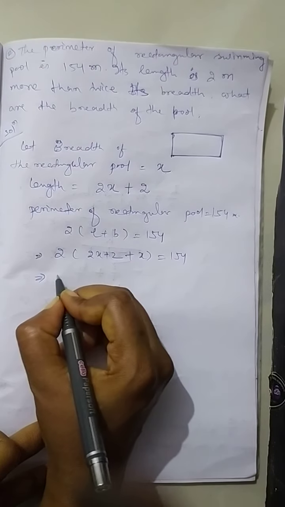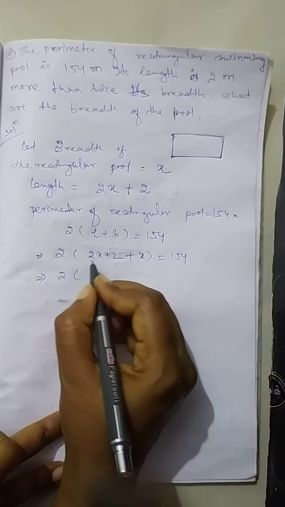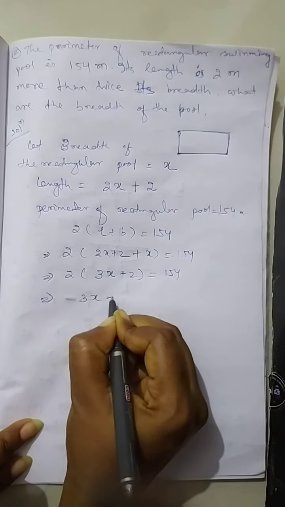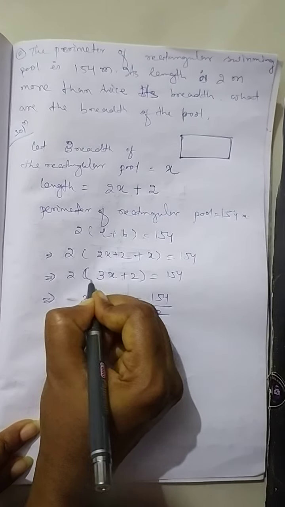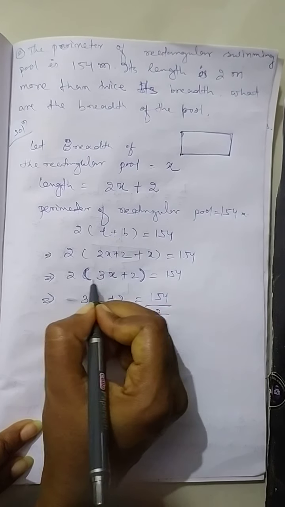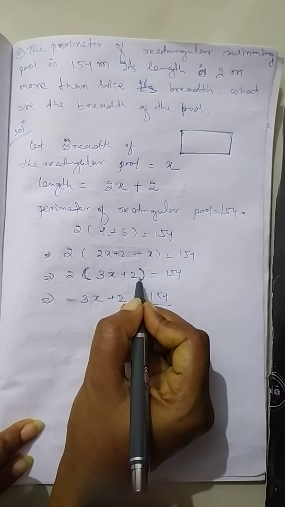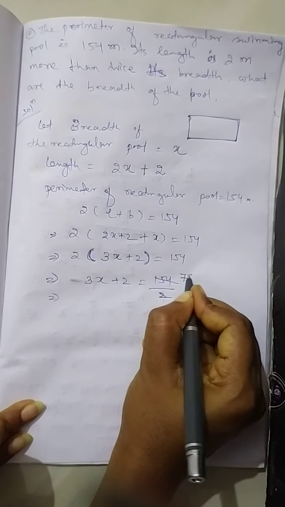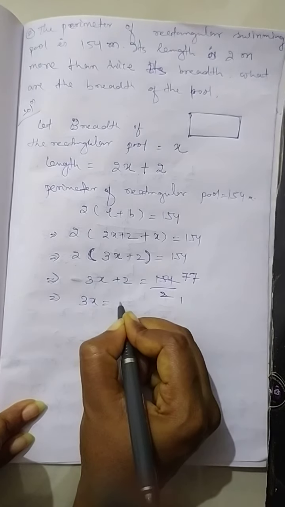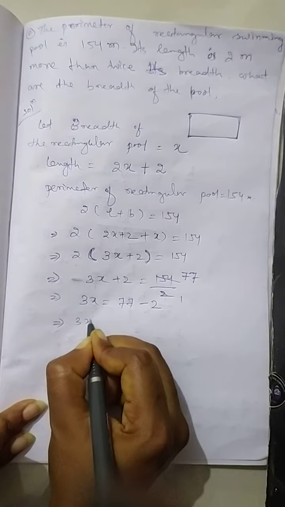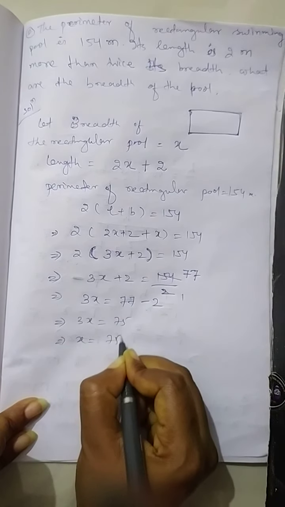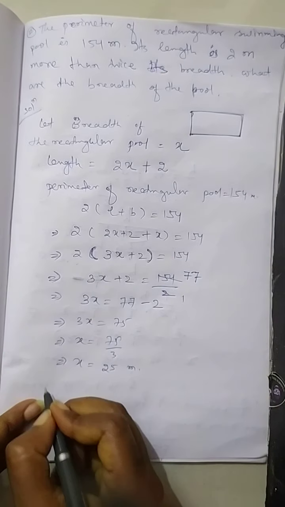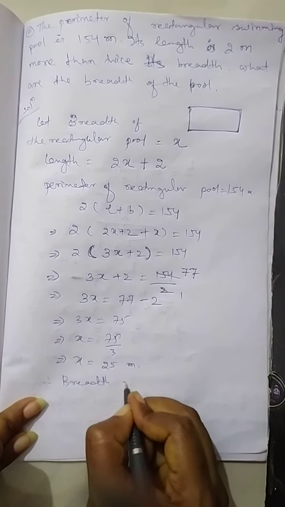So this is the linear equation: 2 into (2x plus x plus 2). 2x and x are like terms, so 2x plus x is 3x plus 2 equal to 154 by 2. Here 2 is multiplying with 3x plus 2. 2 7s are 14, so 3x plus 2 equal to 77. 3x equal to 77 minus 2, 3x equal to 75. x equal to 75 by 3, x equal to 25 meter. So the breadth is 25 meter.